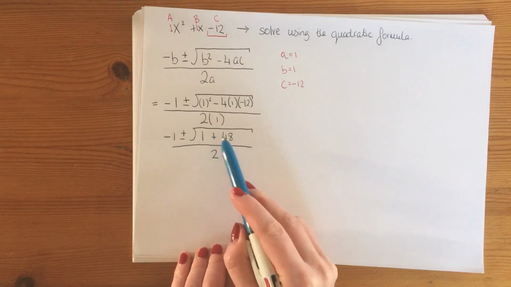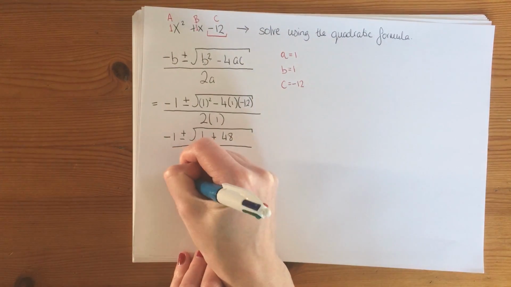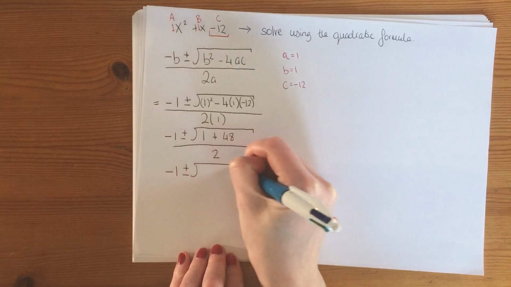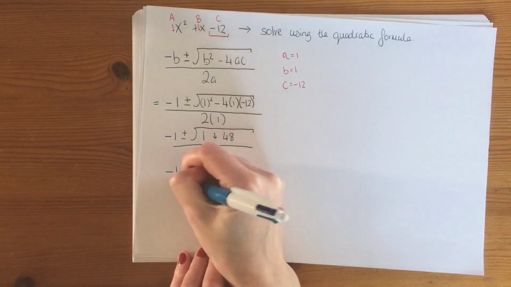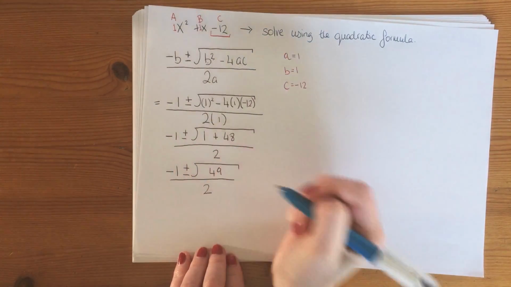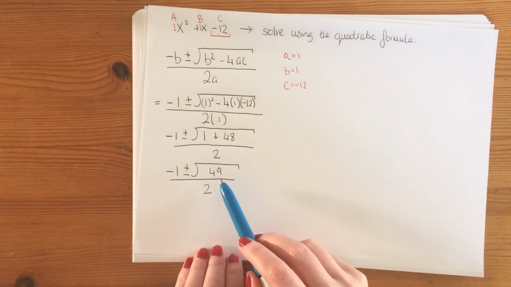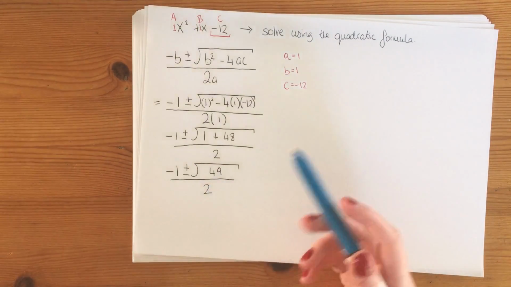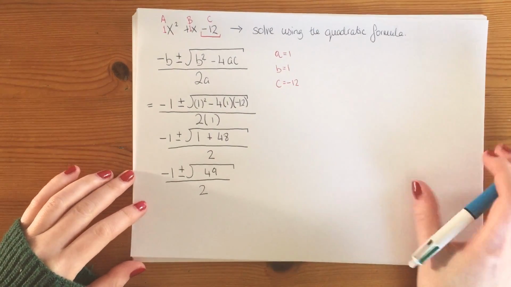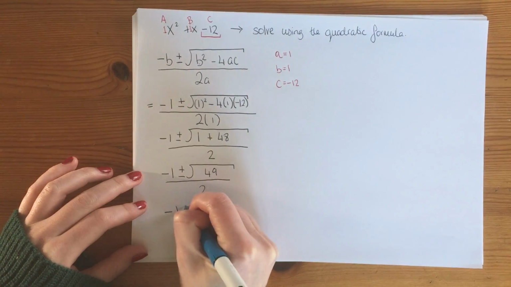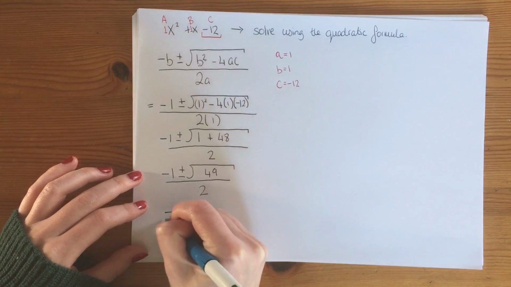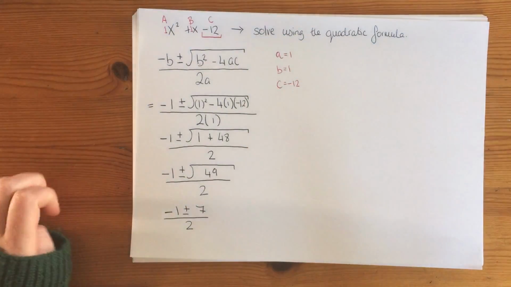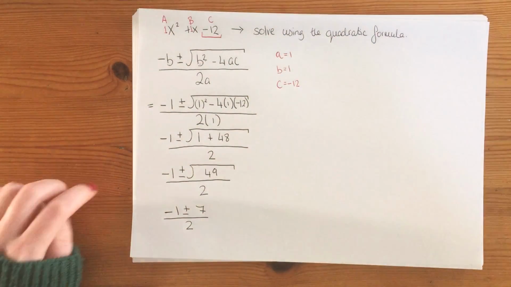Okay, so now let's add what's underneath the square root. So minus 1 plus or minus the square root of 49, all over 2. You can put it in the calculator like this, but there is a square root of 49. 49 is a square number. So you can say minus 1 plus or minus 7 all over 2.